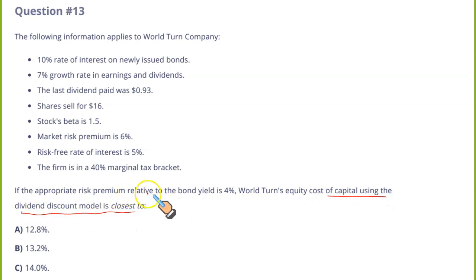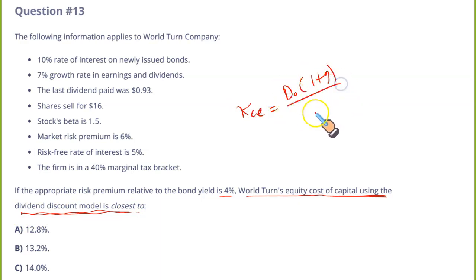If the appropriate risk premium relative to bond yield is 4%, what is the equity cost of capital using the dividend discount model? We just need to use the dividend discount model, where cost of common equity is equal to D0 or D1, increased by the growth rate, divided by the current market price, plus growth. We need these things and nothing else. I don't need anything related to bonds. 7% growth rate, yes, that's what I need.